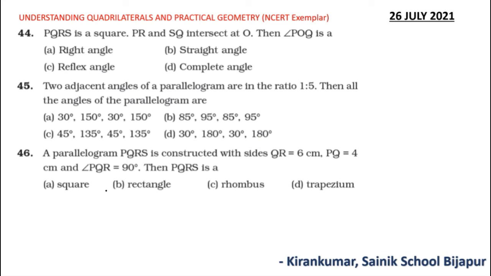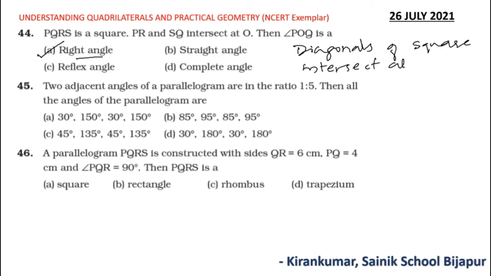Question number 44. PQRS is a square. PR and SQ intersect at O, then angle POQ is. It has to be a right angle because the diagonals intersect perpendicularly. Diagonals of a square intersect at right angle. This is what you should know.